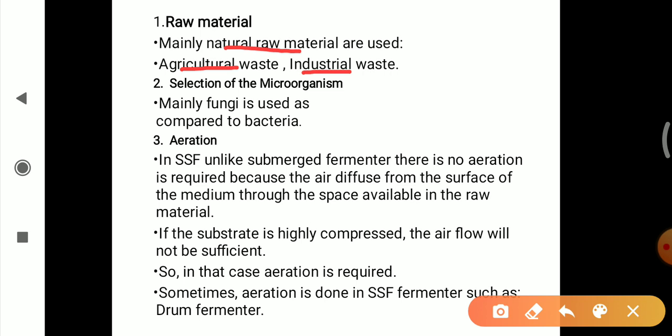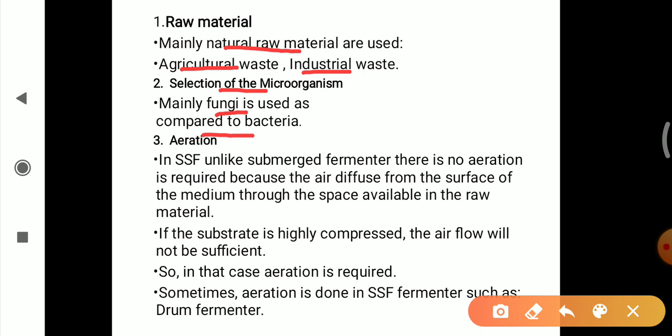Now the second step is selection of microorganism. In the selection of microorganisms, mainly we use fungi as compared to bacteria. The reason why we use fungi is that fungi require very little water content as compared to bacteria.